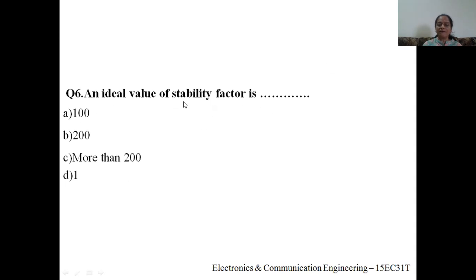The ideal value of stability factor. What is stability factor? The change in IC with respect to change in ICBO, the reverse saturation current. The ideal value of stability factor should be 1. Okay, it's not 100, 200 or more than 200. It should be 1.